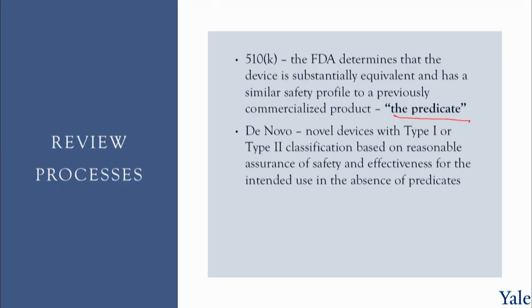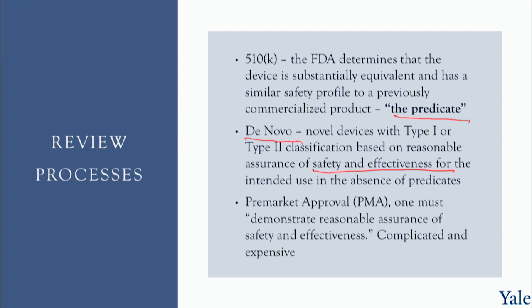In the cases where there's not a predicate, but we're still in class 1 or class 2, this is type 1 type classification, there's something called the De Novo process. It's a newer process here. We'll talk a little bit in more detail in a video clip in a minute. Your device here is reviewed on its own, but you have to provide evidence of safety and effectiveness for the intended use. And there's no predicate here, so you say, okay, we're setting the bar ourselves here. And you have to convince the agency that this is good enough in its own right.